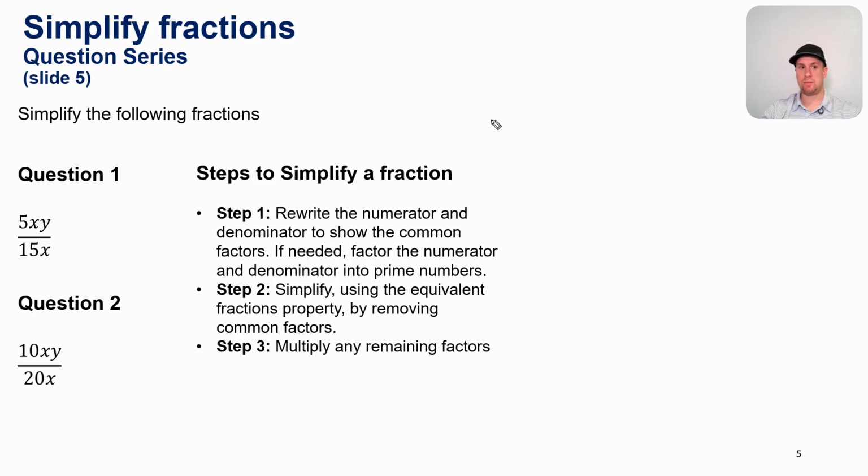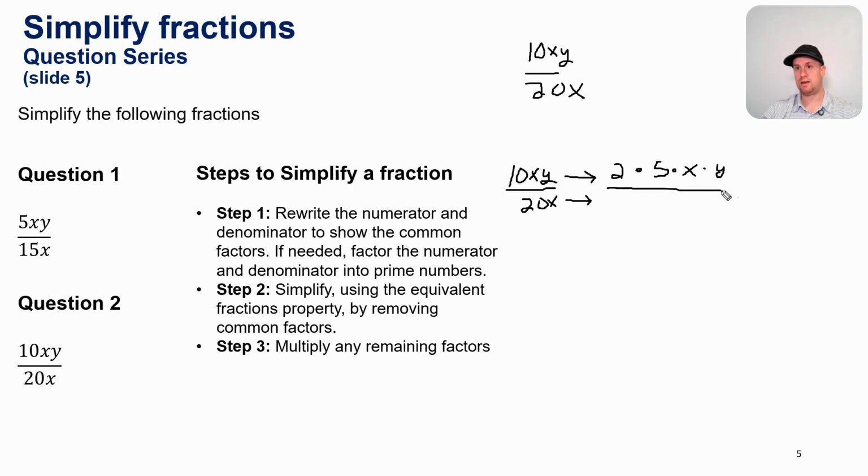Looking at question number 2 now, we have 10xy over 20x. So let's rewrite to show the common factors. 10xy over 20x. The 10 can be written as 2 times 5 times x times y.